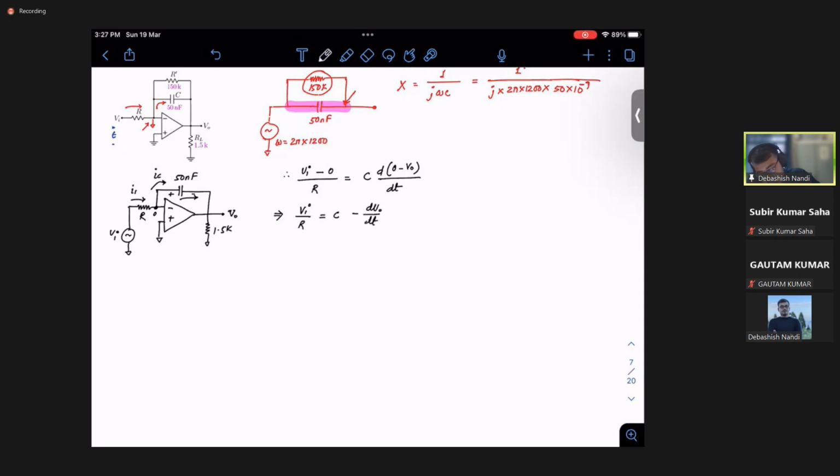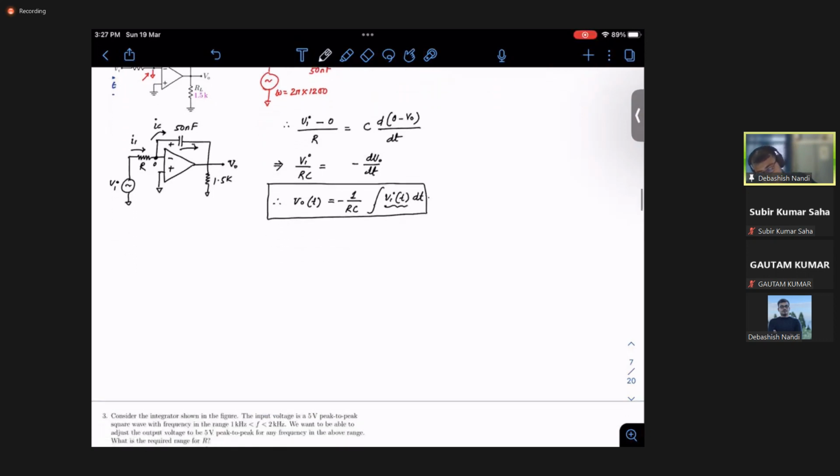Let me bring this to this side, the denominator. So your V naught would be nothing but 1 over RC, with a negative sign, integral of V_in dt. See why they are calling this circuit an integrator? Because at the output you will get an integrated version of the input, right? So we know the nature of V of t.